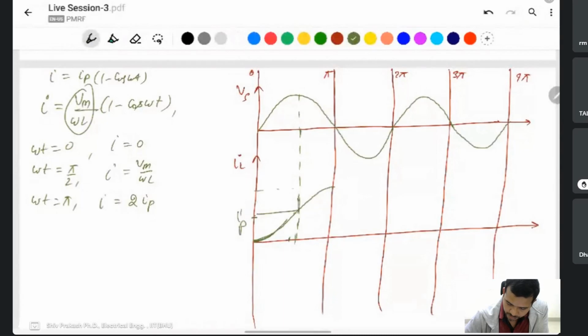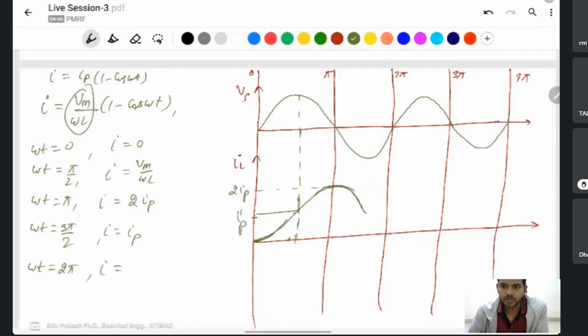This one IP, this one 2 IP. When omega is equal to 3 pi by 2, cos will be 0, and same thing this one IP. And when omega t is equal to 2 pi, cos 0 means value 1, 1 minus 1 is 0.